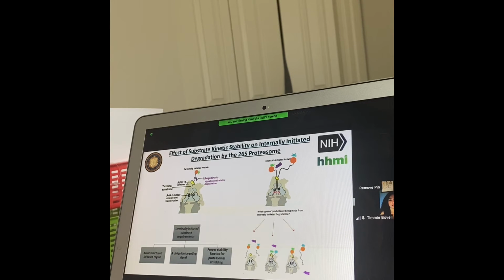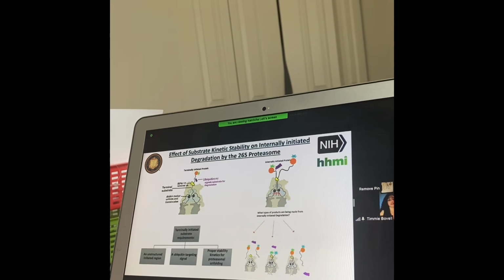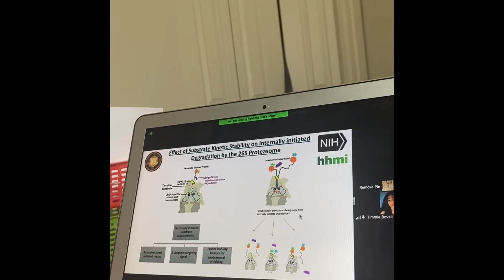Now, there are three major factors that lead to successful protein degradation, but the main one is proper stability kinetics for proteasomal unfolding. And just a general insight, the AAA motor efficiently unfolds unstable domains of proteins more than stable domains of proteins. So what we know based on terminally initiated protein degradation transfers to my objective on the right, where you see an internally initiated protein.